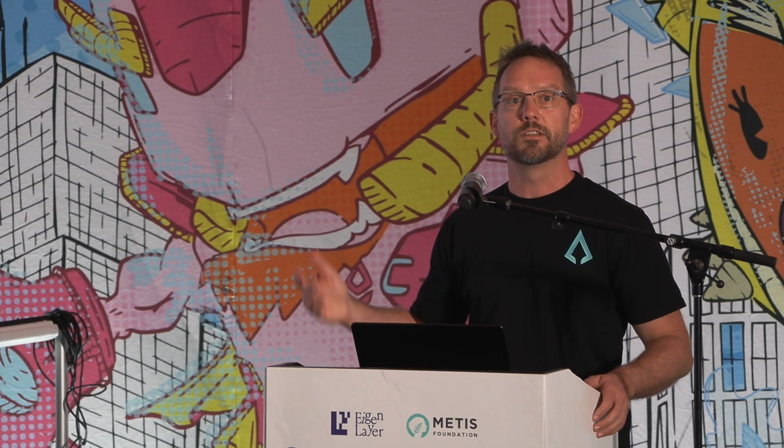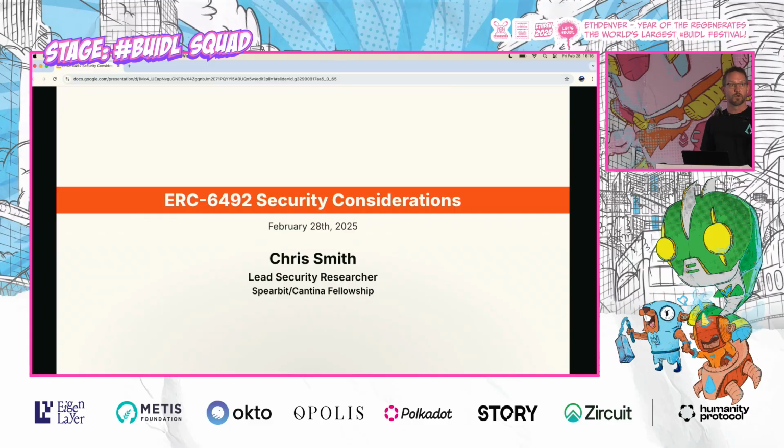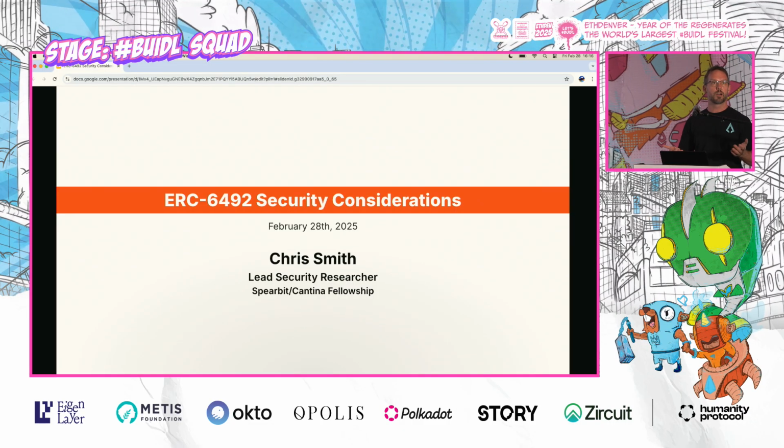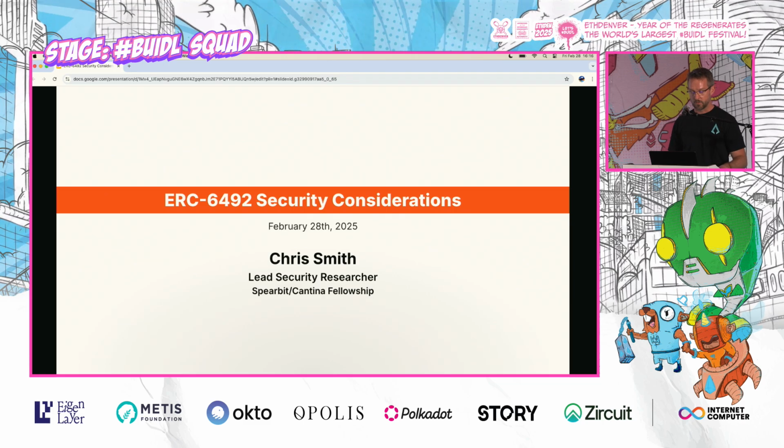So, as Jane said, my name's Chris Smith. I am a security researcher with Cantina Spearbit. I'm one of their fellows. In that role, I get to see a lot of different code patterns, a lot of different projects, and one of the interesting security considerations that I came across was ERC-6492. So I thought I would talk about what that is and some of the security considerations that go into it.